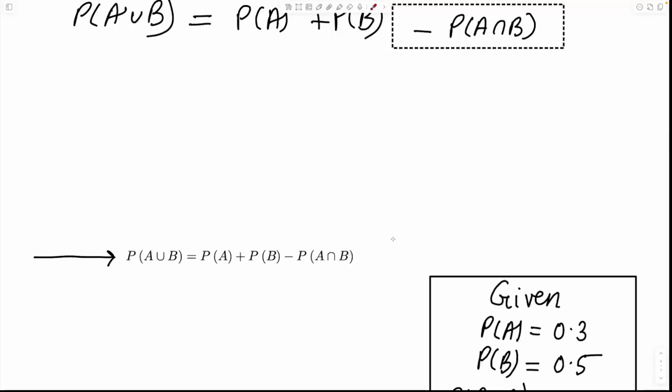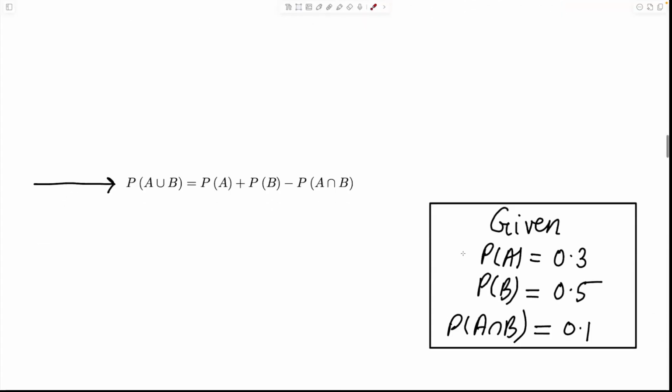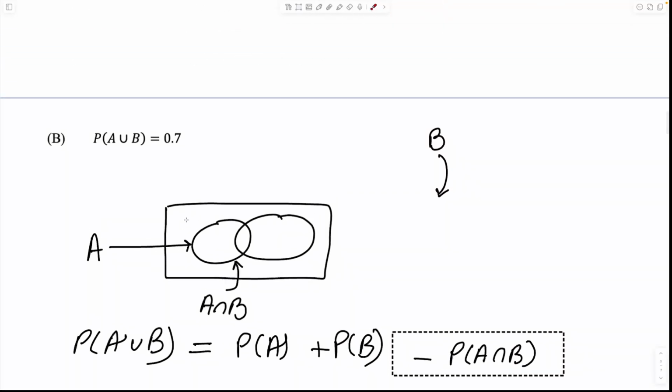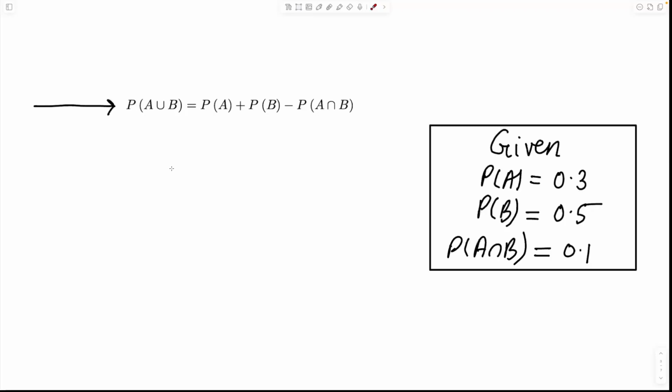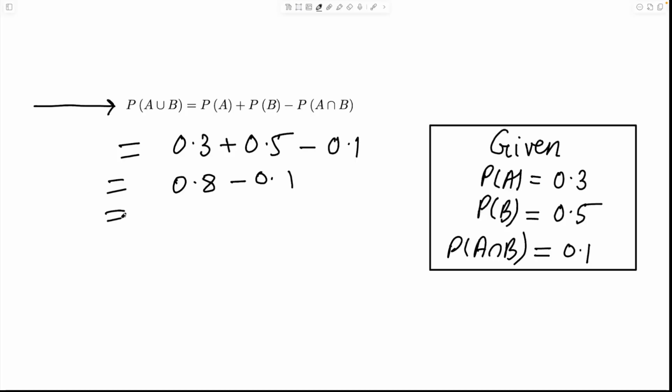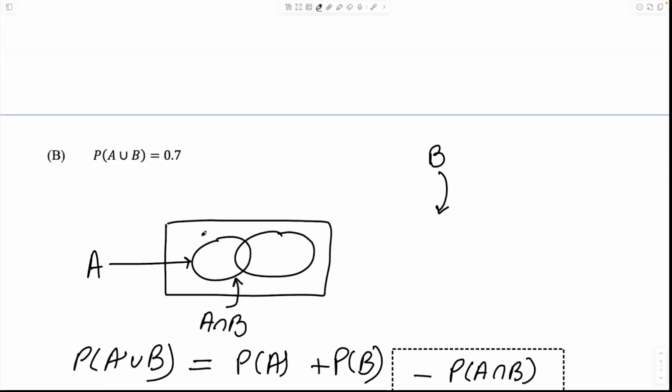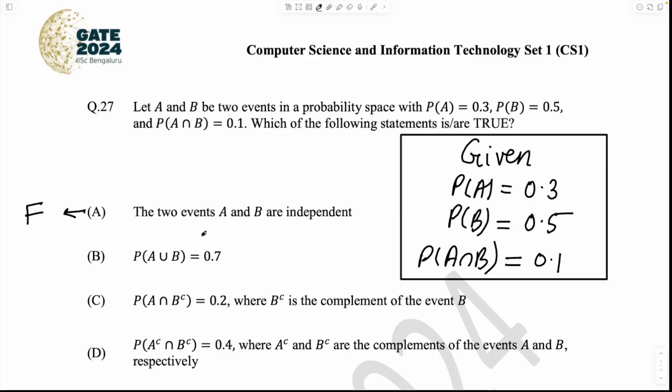Now we can express it in a formal manner here, apply the values given in the question, and check whether the value of A union B is actually 0.7. So let's do that. RHS is going to be equal to P of A, which is given as 0.3, plus P of B, given as 0.5, minus P of A intersection B, given as 0.1. So this is 0.8 minus 0.1, which gives you 0.7. And that is exactly the value given in option B. So option B is actually true. Wonderful. So the truth value of B is true.